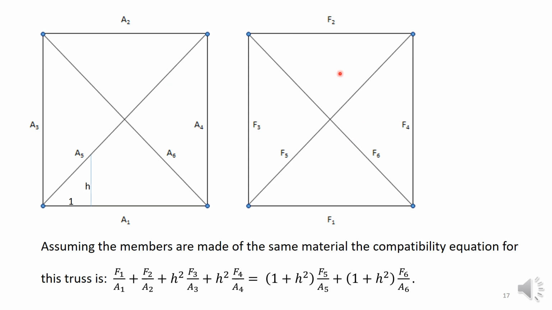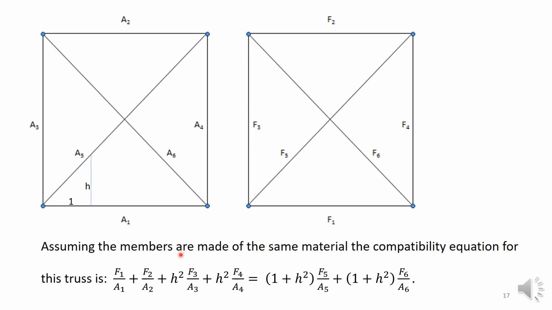And I'm assuming arbitrary forces here. For compatibility, we'll assume that we have arbitrary forces F1, F2, F3, F4, F5, F6. I'm not interested in any kind of equilibrium at the joints, because you can have external forces which are not shown on this diagram. So we just assume arbitrary forces in the members here.